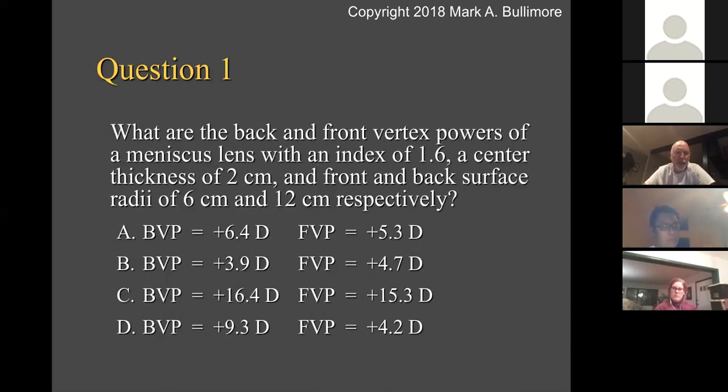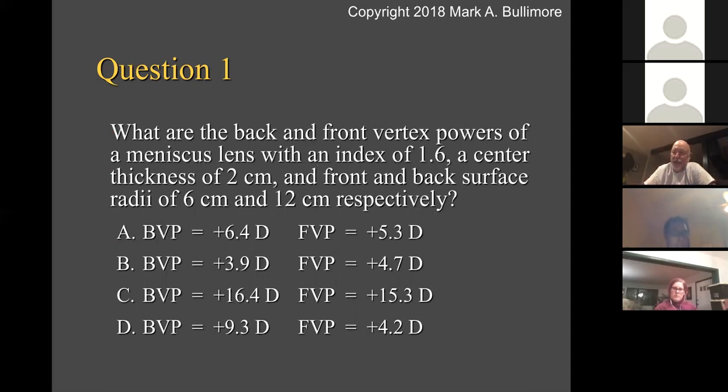Here's question number 1. Mull this one over for a minute. What are the back and front vertex powers of a meniscus lens with an index of 1.6, a rather generous center thickness of 2 centimeters, and front and back surface radii of 6 and 7 centimeters, respectively?